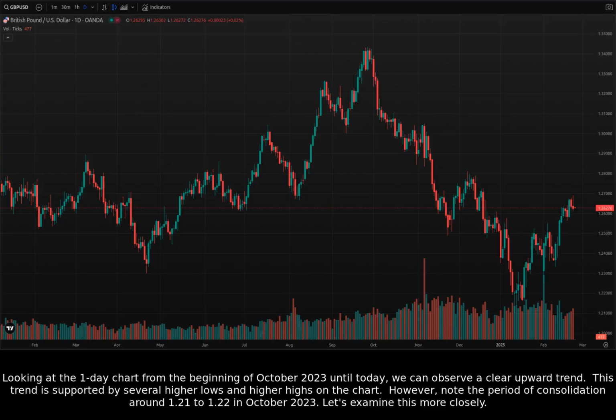Looking at the one-day chart from the beginning of October 2023 until today, we can observe a clear upward trend. This trend is supported by several higher lows and higher highs on the chart. However, note the period of consolidation around 1.21 to 1.22 in October 2023. Let's examine this more closely.